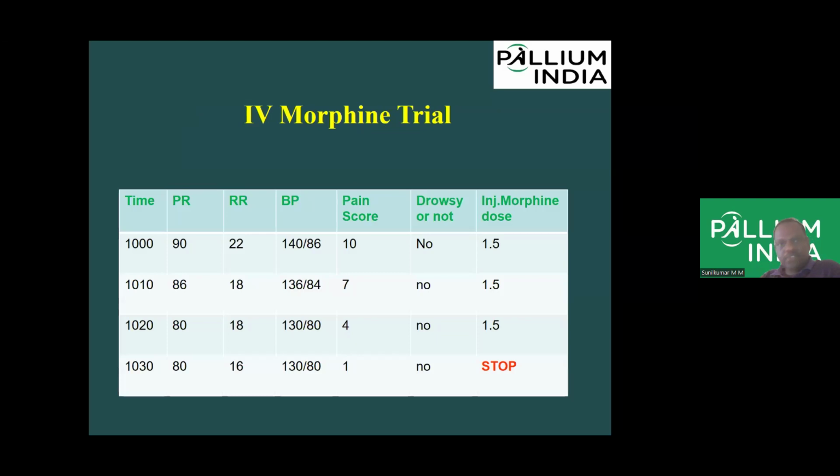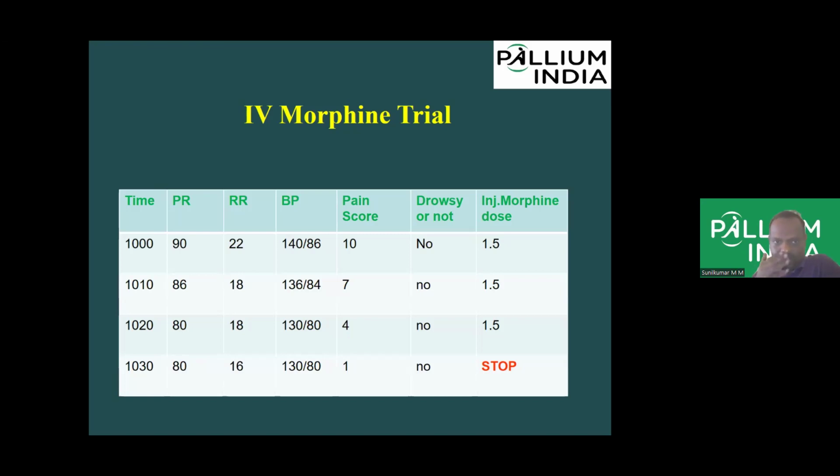So when you do an intravenous morphine trial, you can make a chart like this, in which you can chart out time with pulse rate, respiratory rate, blood pressure, what is the pain score, is the patient drowsy or not, what is the dose of injection morphine you have given. So you can see this patient has come to us, suppose at 10 a.m.